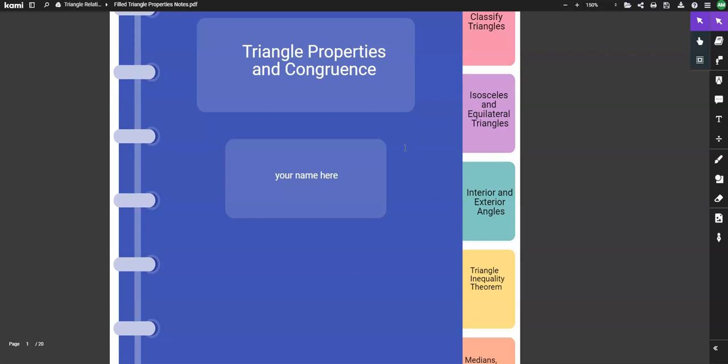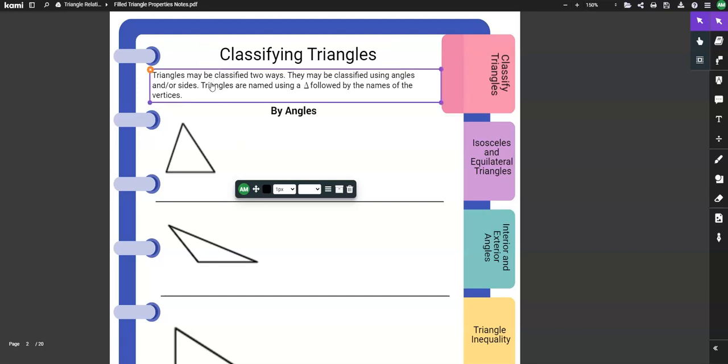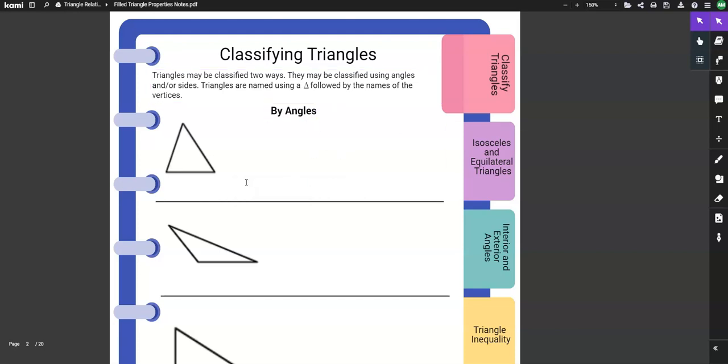Hi guys, so today we're going to start our triangle unit, and to begin with we're going to refresh our memory on the different kinds of triangles that we have to work with. So triangles can be classified two ways. They can be classified using their angles or their sides. The way we name our triangles is by using a triangle symbol followed by the names of the vertices.